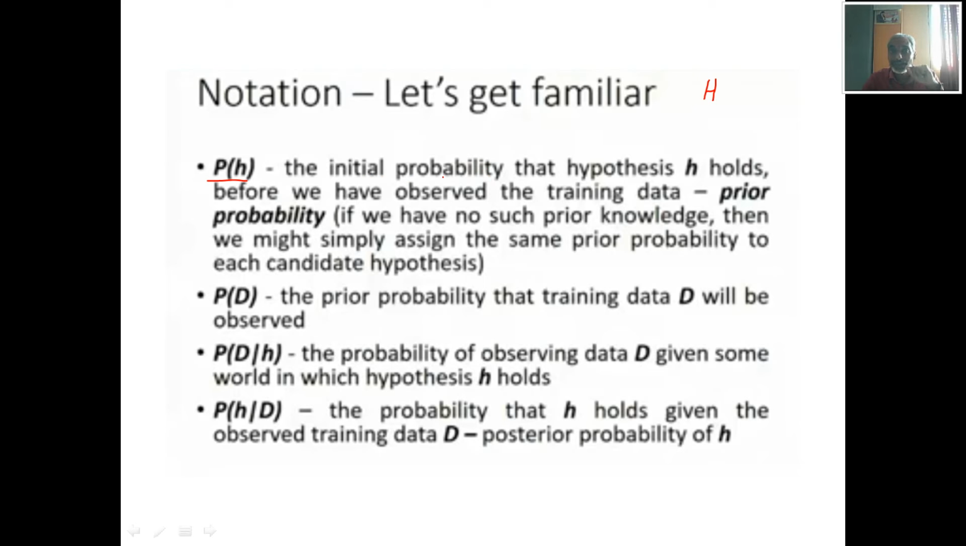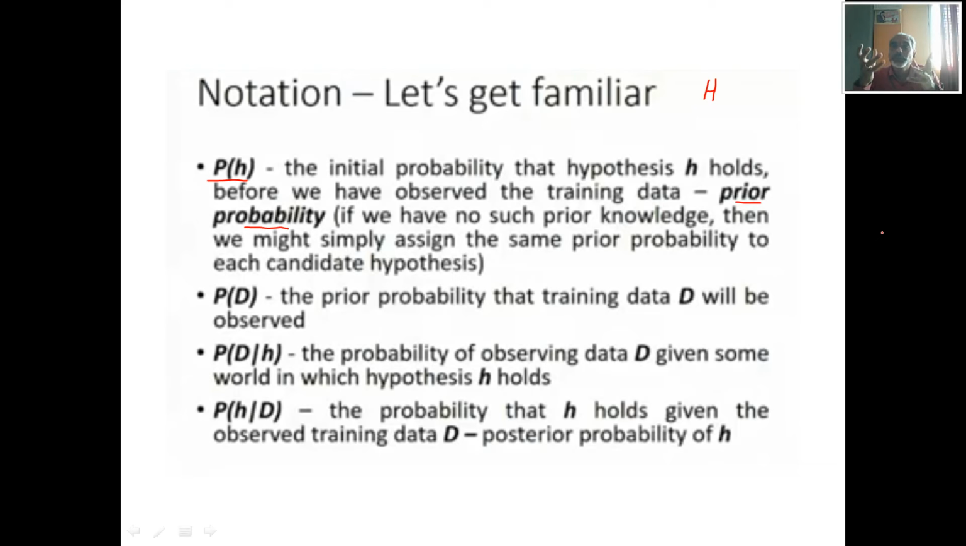So P of h is what? It is the initial probability that the hypothesis h holds before we have observed the training example, which is generally called the prior probability. Before we start this concept, we need some prior probability, some assumptions, or some data which we collect from a domain expert before we start the experiment, before we start observing the training data. We need to have some prior probability. So this is called P of h.